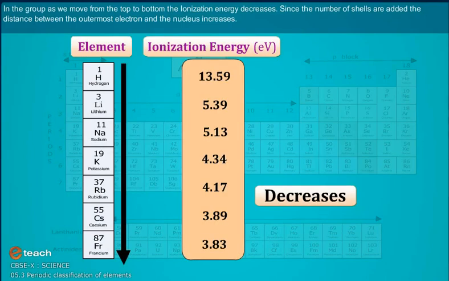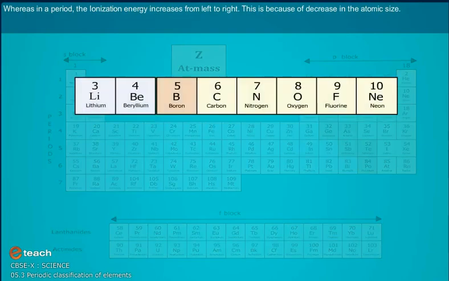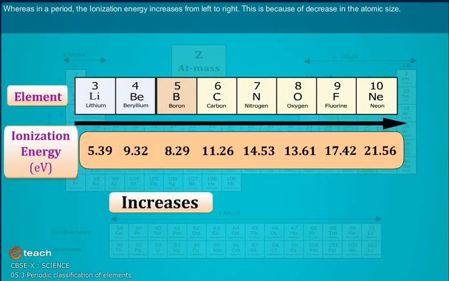Since the number of shells is added, the distance between the outermost electron and the nucleus increases. Whereas, in a period, the ionization energy increases from left to right. This is because of decrease in the atomic size.